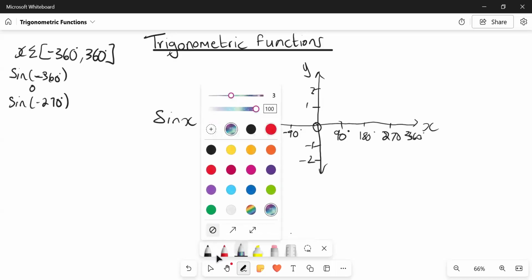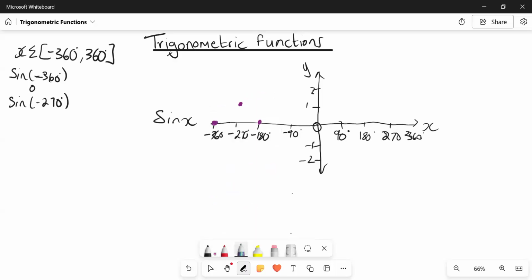So sine negative 180, we get a 0. And then sine negative 90, that's negative 1. Sine 0 is just 0, so you have a point of 0 and 0. And then sine 90, that's 1. And then sine 180, 0. Sine 270, that's negative 1. And then sine 360, that's 0.